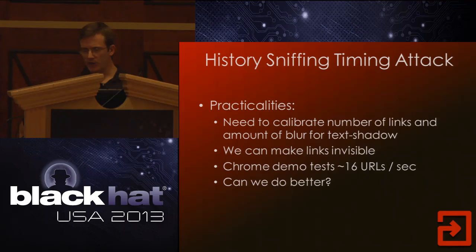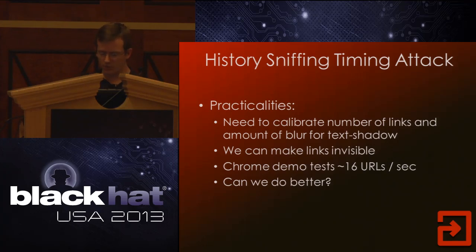So how practical is this, you might be asking yourself? Well, yes, we need to do the calibration, but that works pretty well, to find out if you've got a slower computer or a faster computer, we need to find the right value for text shadow. As I said, we can make the links invisible, so the user doesn't actually see this going on. How fast is it? Well, Chrome was the fastest out of those, and I could test about 16 URLs per second, which is okay, but it's a bit slow.